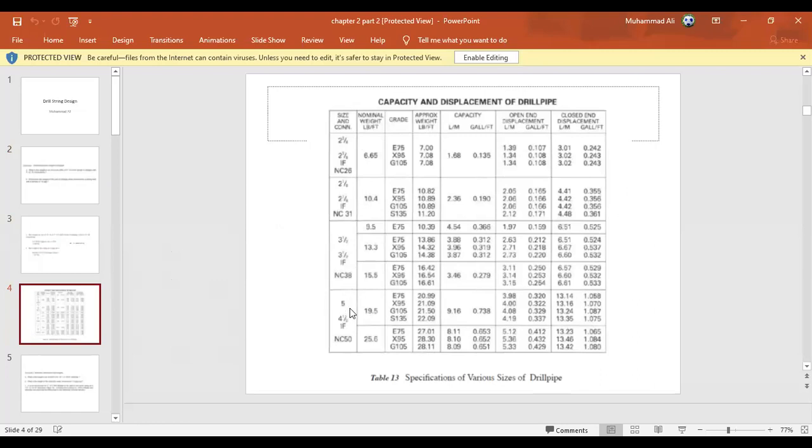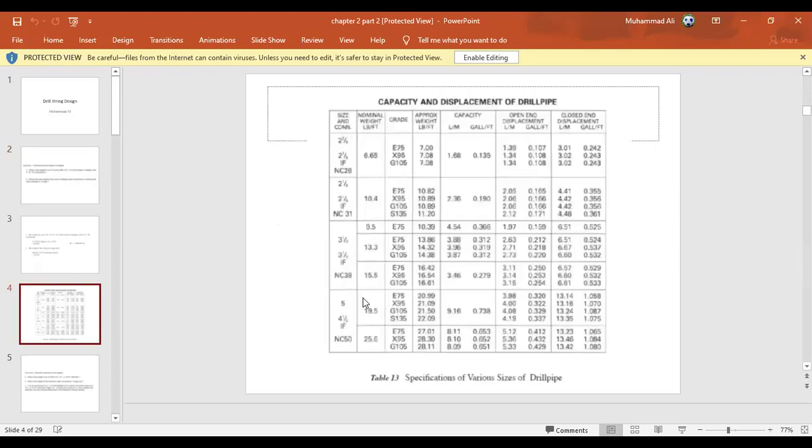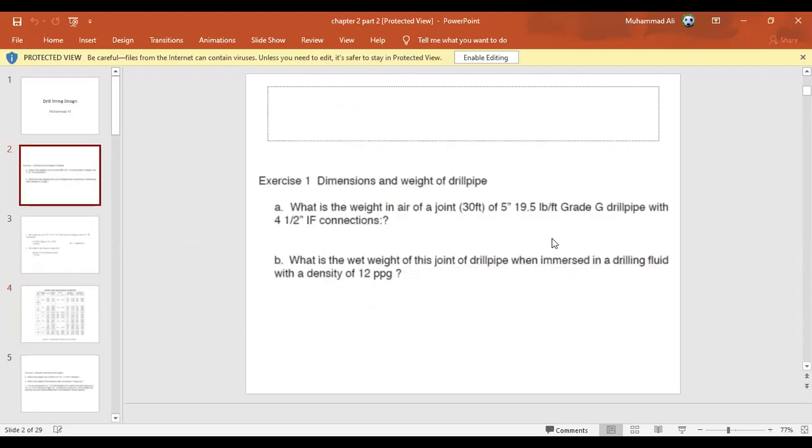Now, the other thing mentioned here is the weight of the pipe, which is 19.5. This is the nominal weight, not the weight without the tool joints. Then we are looking at the grade, what kind of quality we are using, because we have 4 different grades based on their tensile stress. The tensile stress, as you saw in the video, can break the pipe. So we have 4 different qualities of pipe we are using in drillstring design.